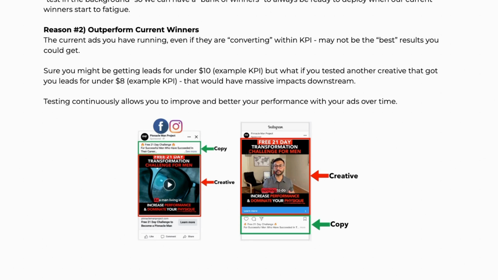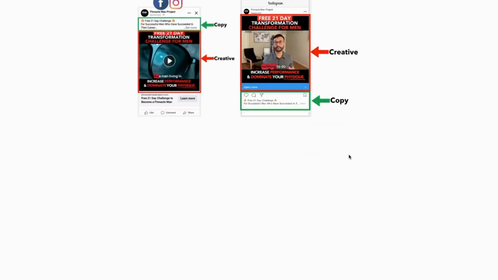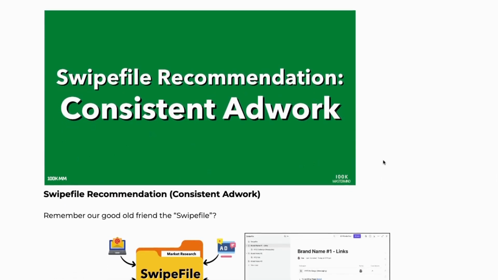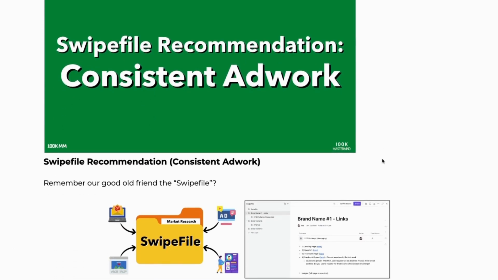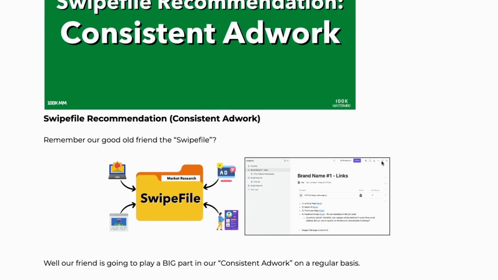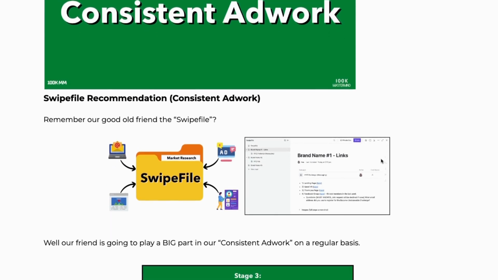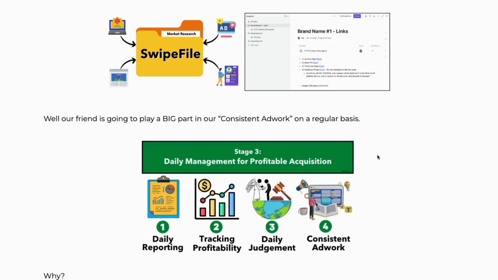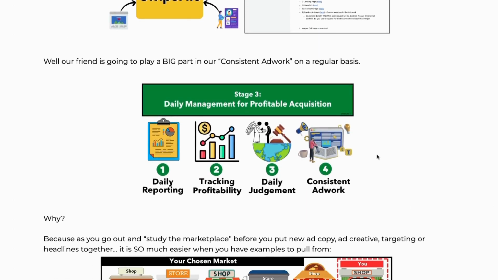Now, before I walk you through the general recommendations in terms of ad copy, creative, audience, and headline, I have another big recommendation, which is the swipe file recommendation when it comes to consistent ad work. Do you remember our good old friend, the swipe file? Our friend is going to play a big part in our consistent ad work, similar to the first time we developed our copy and creative. The first time we developed it, how much did we leverage it? A lot.